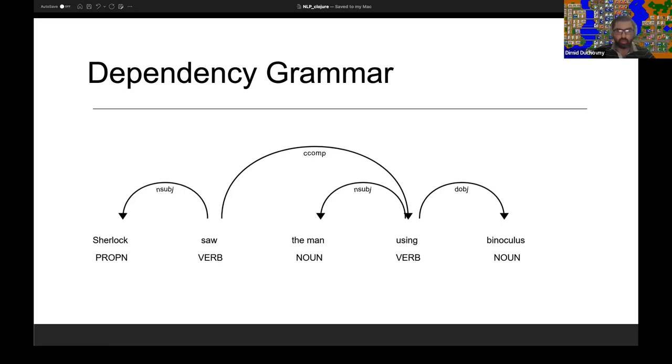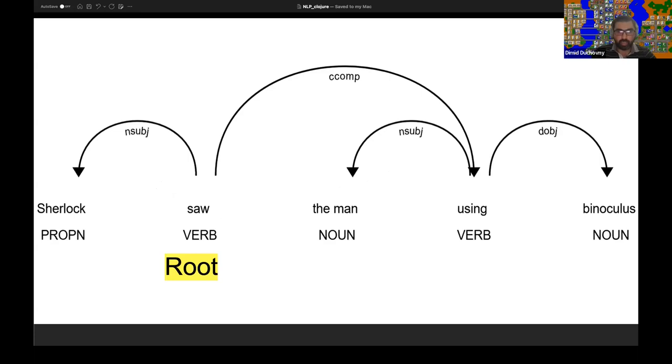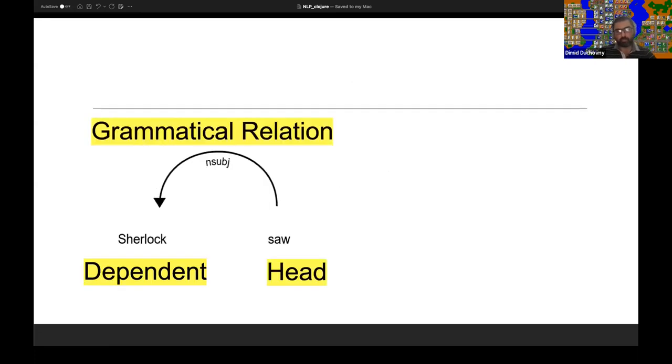We start with a concept called root, which you might be familiar with if you've dealt with computer science trees, right? Which have a root. And from this root, we have edges to the different words of the sentence. When you have an edge from one word to another, it means the other word is dependent on its parent. So in our example, saw is the main verb of the sentence, and hence it's the root. Formally speaking, saw is the head, Sherlock is the dependent, and this edge has a label, which is the grammatical relation. In this example, that would be nsubj, which is short for nominal subject.